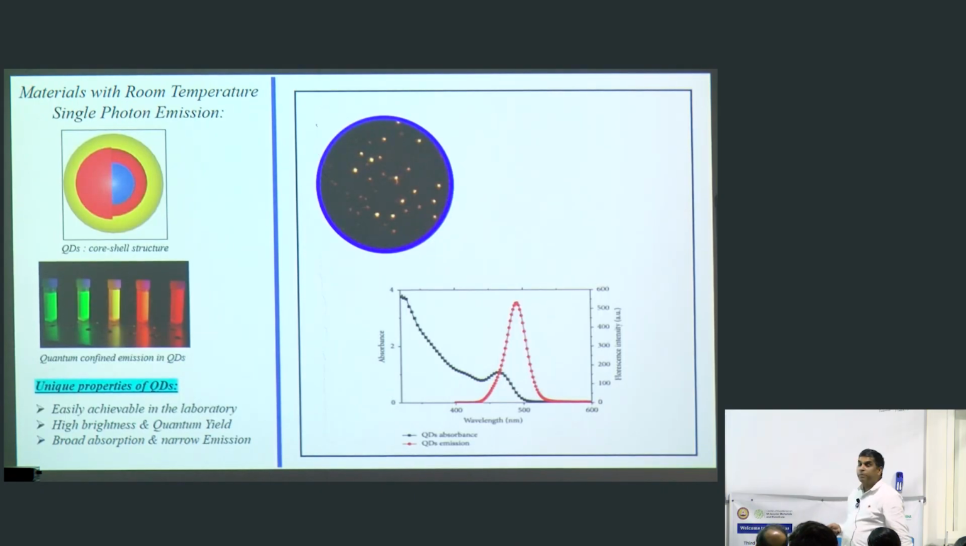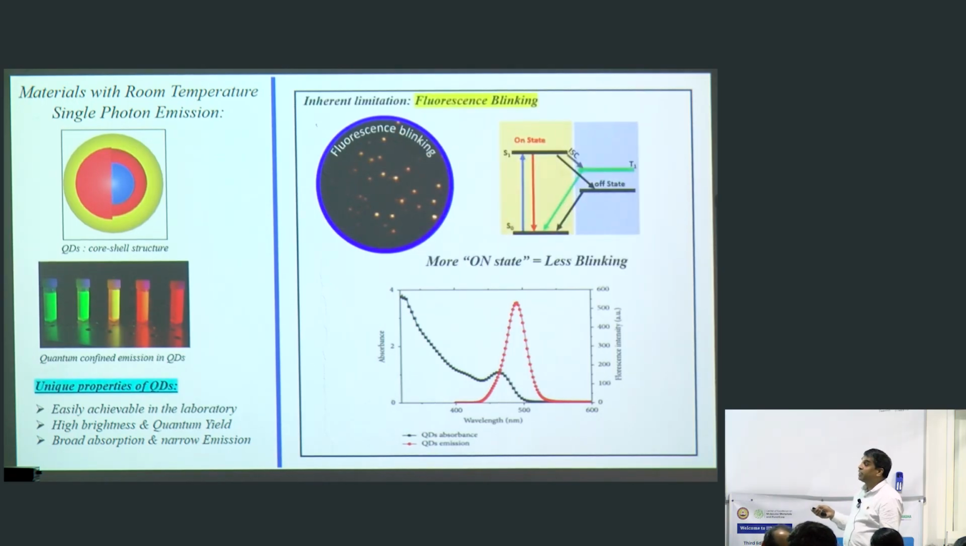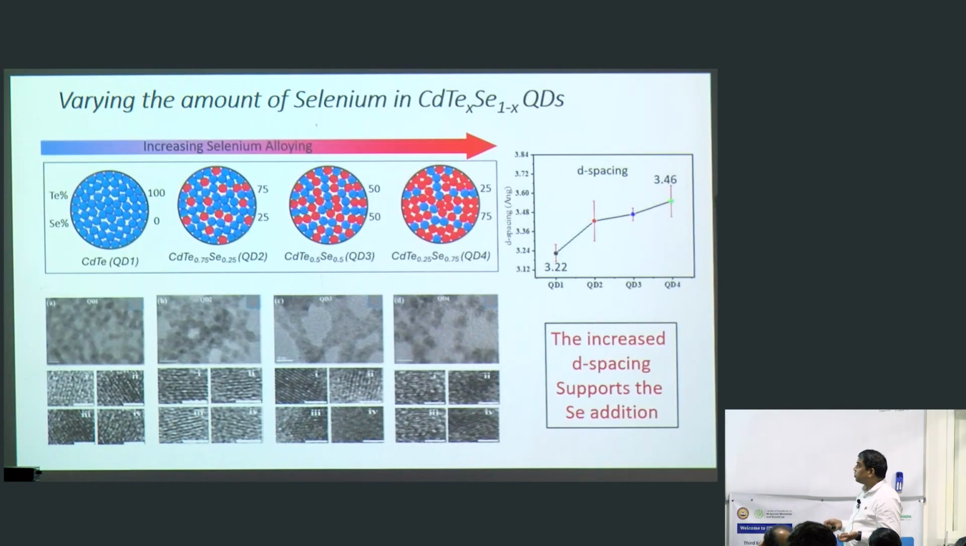Inspired by that, we were interested in whether we can design some of these kinds of materials. So we are working on some quantum dots. Then what we found, again the same problem: here is the blinking. Blinking plays the role which deteriorates the brightness as well as the single photon emission. So what we have done in this case is tune the materials by incorporating selenium. I am not going into the details, but we have 4 different types of materials.